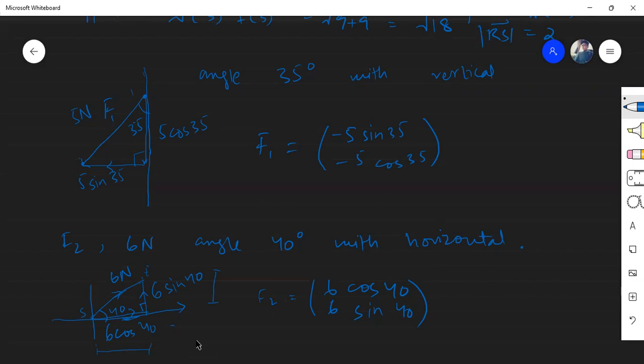We can calculate using trigonometric ratios. We can say that this horizontal distance is 6 cos 40 and the vertical distance is 6 sine 40. The horizontal distance, 6 cos 40, is towards the right, so we'll write positive 6 cos 40. The vertical distance was upwards, 6 sine 40, that's why it is plus 6 sine 40. So actually this answer is correct.